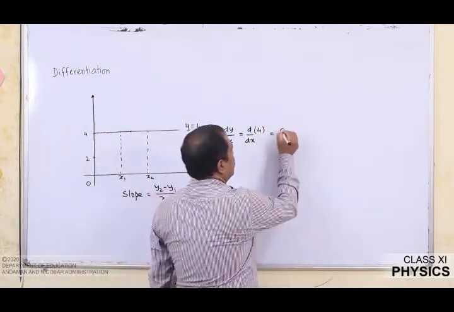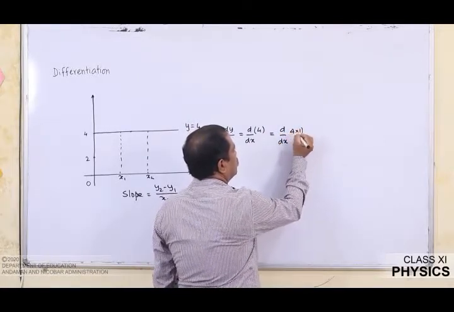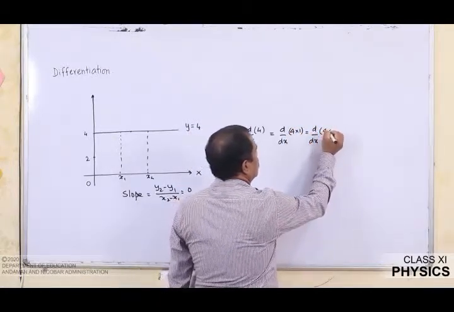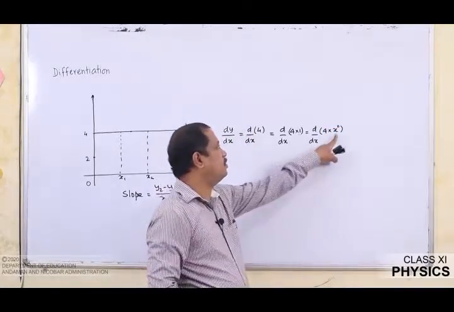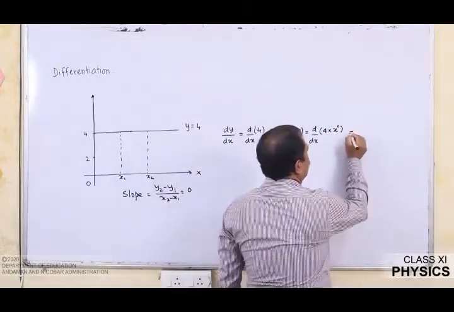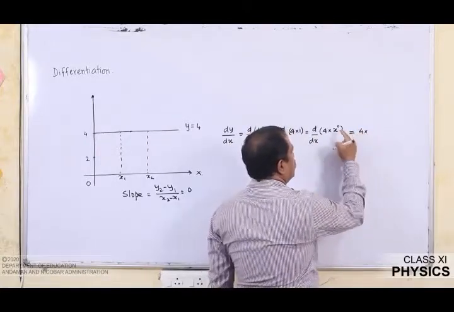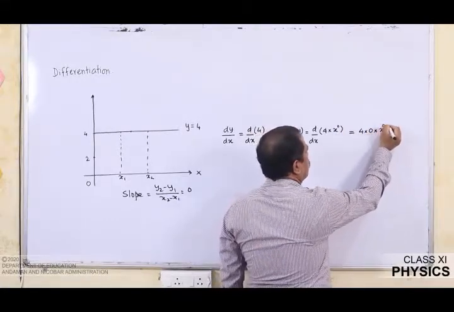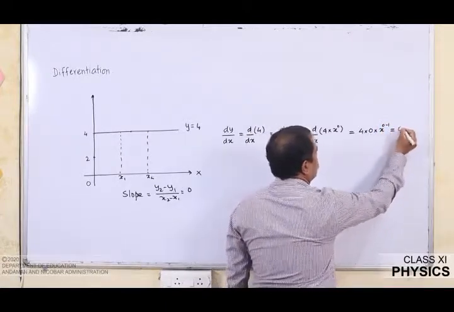which can even be written as d by dx of 4 times 1, or which in turn can be written as d by dx of 4 times x power 0, because I know that anything power 0 is 1. So, 1 can be written this way, and with the technique that we followed to find the differentiation, I have the coefficient 4 times, I am going to multiply the power which is 0, times x power minus 1. Now, anything I multiply by 0, I am going to get the result 0.